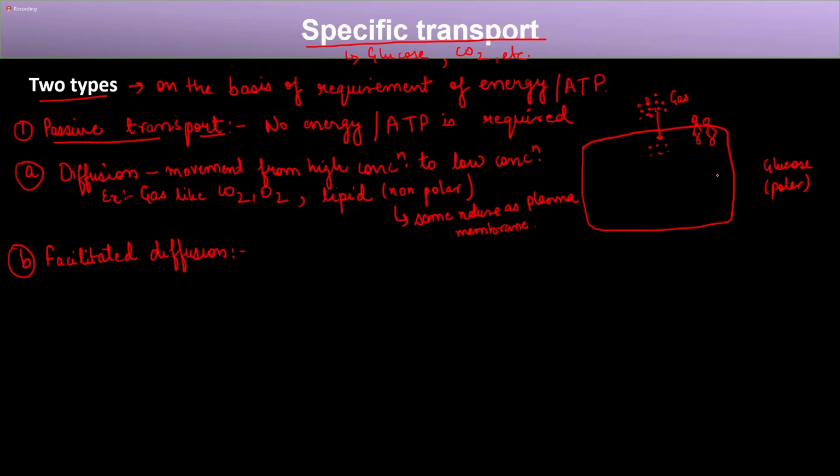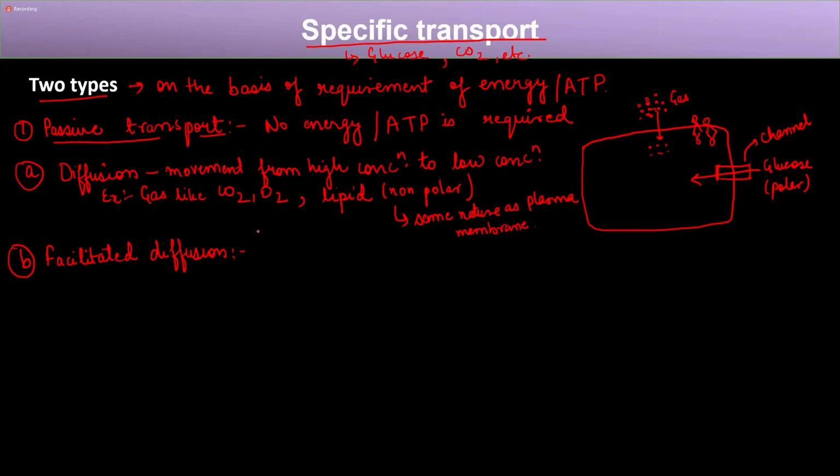Because of their opposite nature, this glucose requires a special kind of protein. Okay, it requires a special kind of protein through which it moves. And this special kind of protein is called a channel. So although the movement of glucose from outside to inside does not require energy, it requires a special kind of protein, and this protein is called a channel.